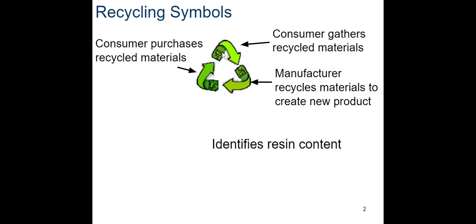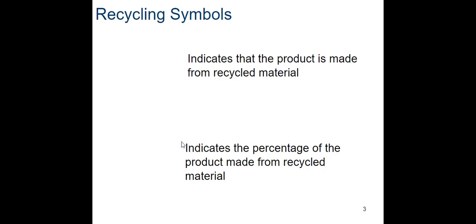So it's meant to be a cycle where we recycle it and then reuse it, and then recycle, reuse it, etc. The number that you see inside the recycling symbol identifies what type of plastic or what type of resin it is.